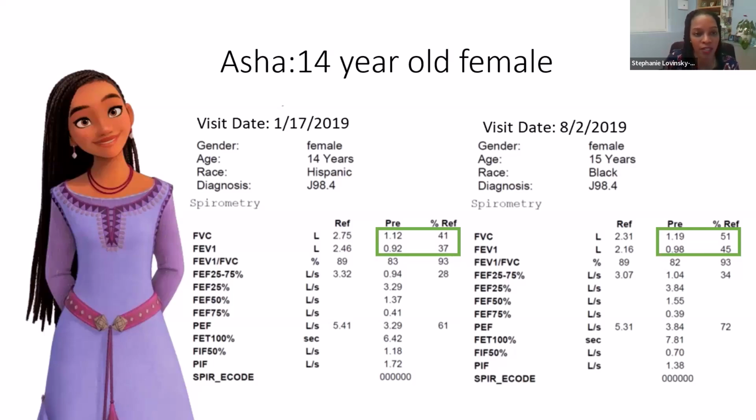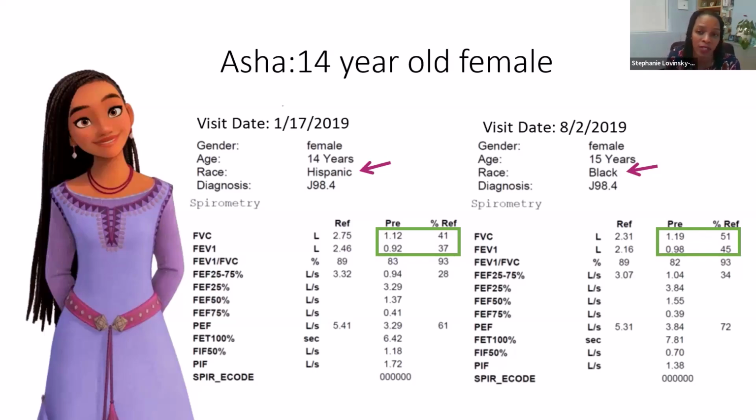If you see her FVC, the percent reference jumped up from 41% to 51%, and the FEV1 jumped up from 37% to 45%. But the next thing that I noticed was that the race that was recorded for this patient on the 2 separate visits was different, and that was the genesis of the difference in reference equations and my interpretation of her lung function.